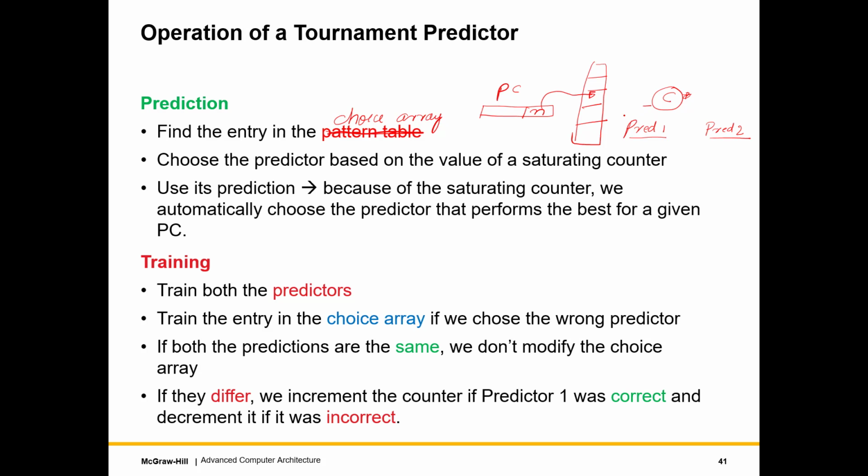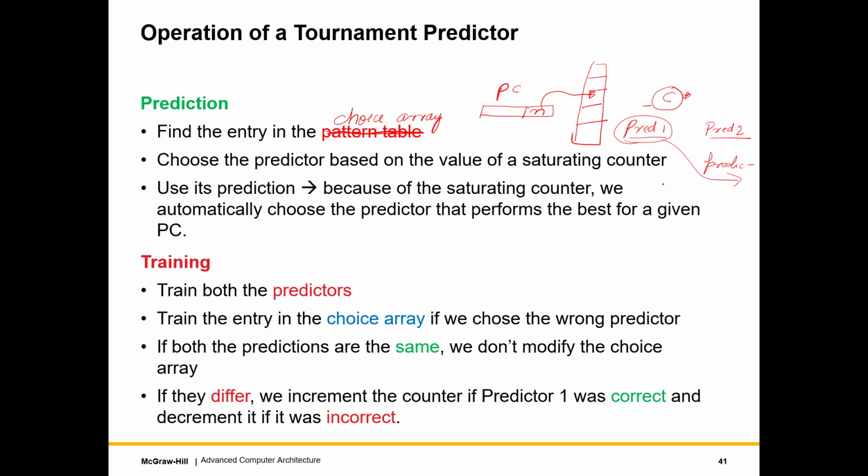Ultimately, what will happen is that for a given program counter, one of the predictors will most likely be found to be suitable. So the saturating counter will saturate over there, and we'll use it. Of course, later on, if the behavior changes, the saturating counter will also embody that fact. So based on the value of this counter, we choose the predictor. Then we give the predictor the PC and all the information that it needs. It provides a prediction, and that is the final prediction of the tournament predictor.